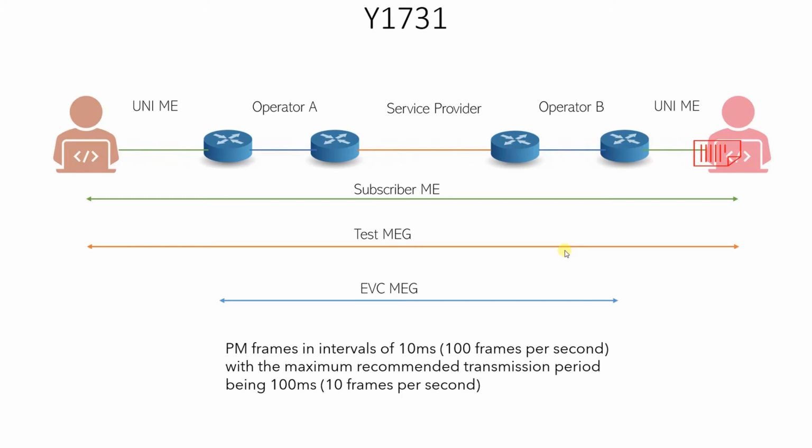Okay, how about traffic? How much traffic does this protocol carry in the transport network along with the data network? Okay, the performance management frames are sent at intervals of 10 milliseconds, with the maximum recommended transmission period being 100 milliseconds. So the performance management frames are sent every 10 milliseconds, and sometimes in the worst case every 100 milliseconds. If you are sending every 10 milliseconds, then 100 frames are sent per second. If you are sending every 100 milliseconds, then 10 frames are sent per second. It depends upon the existing quality of the network.